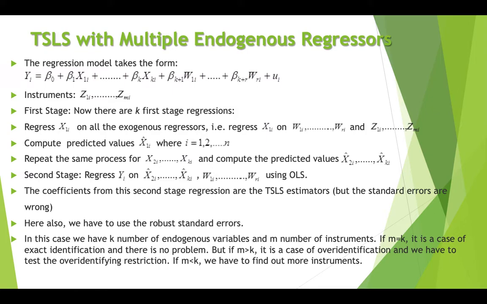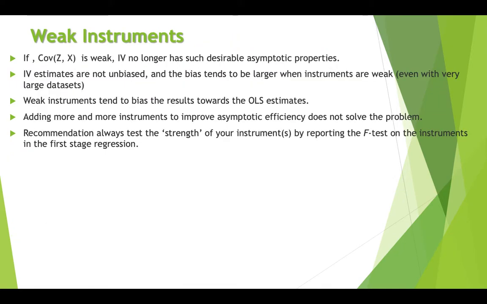But here we see that there are k endogenous variables and m instruments. So, if m equals k, it is a case of exact identification and there is no problem. But if m is greater than k, then it is a case of over identification and we have to test the over identifying restrictions. And if m is less than k, then we have to find more instruments.